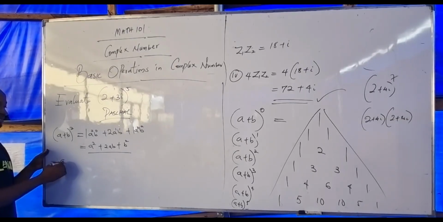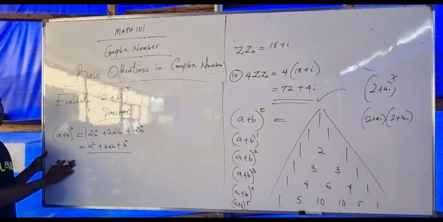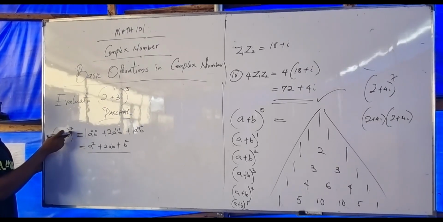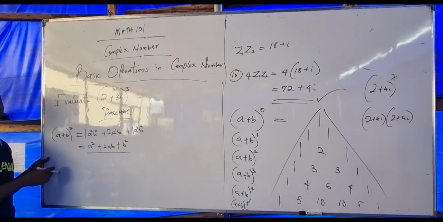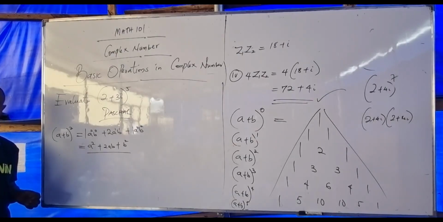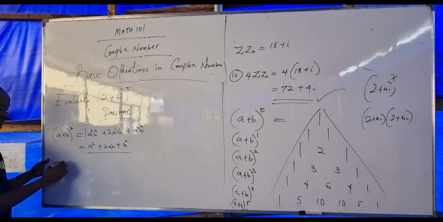Or if you want to start saying a plus b in how many places? 2 places. That's another long process, because you can't do this when the power is high, like power 5 or power 6. If you do that, before you solve that question, it's already like 30 minutes. Let's go. The next one is a plus b raised to 3.